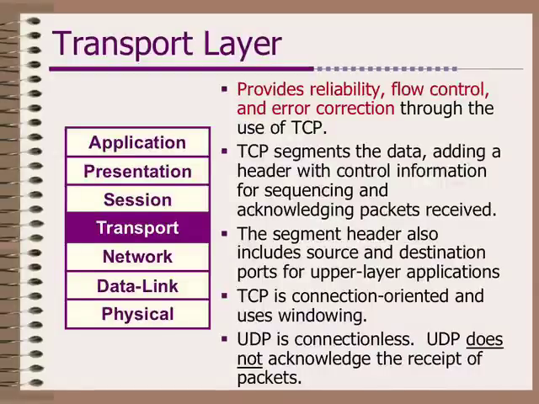Or in turn, if it's using UDP, if it's sent, it really doesn't have to care if it was received or not. So the reliability, flow control, and error correction. How does that work? TCP and UDP are the primary protocols that are used at the transport layer. And their responsibilities. TCP has what we call a three-way handshake.